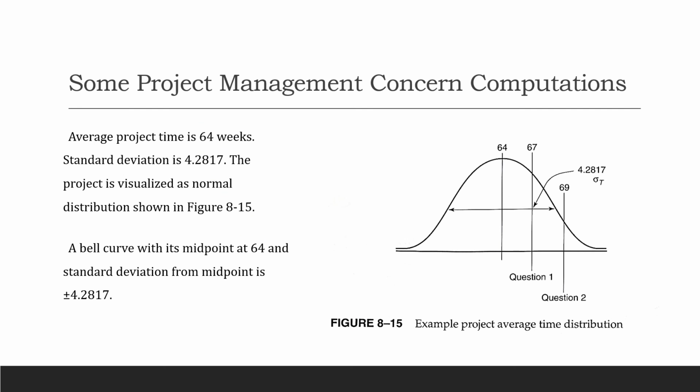So this is some project management constant, and that's just computation going on. So the average project time is 64 weeks right there. That's our average, it's always in the center. That's your normal curve anyway. So the standard deviation we have calculated, 4.2817 right there. So you already know 64 plus this, and 64 minus that is going to give you your minimum and maximum. So the project is visualized as a normal distribution in this example. The bell curve right here, your midpoint is 64, and the standard deviation is right here. It's just reiterating this. All right, so let's go down. Let me erase this.